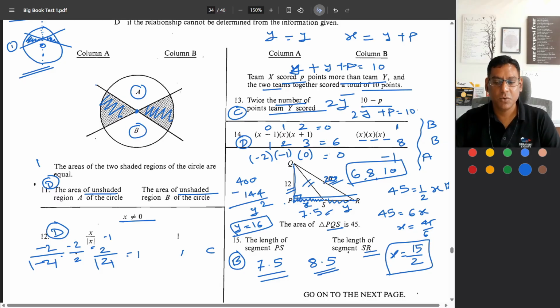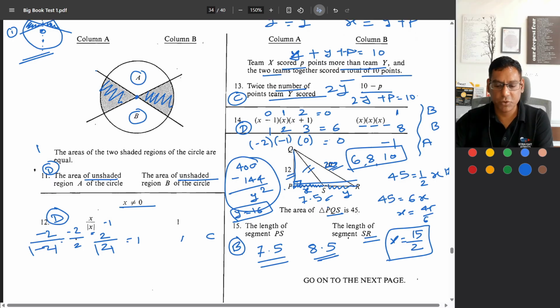Just by looking at those numbers, you will know that you don't have to do all this calculation. If that fact doesn't occur to you, you can still do the calculation. Not a big deal, but it just helps. It gives you that much more confidence, and you will save a lot of time here, which you can use in other questions. All right, so that's question 15.